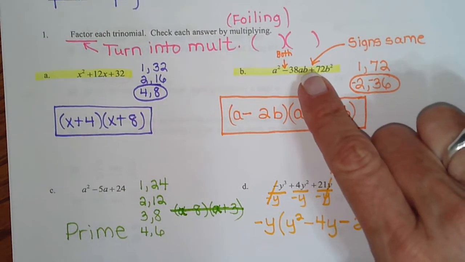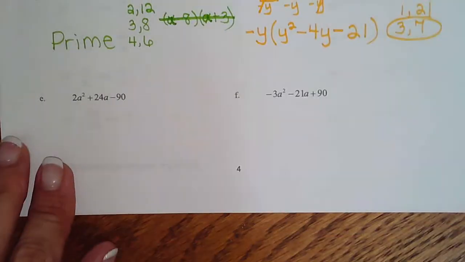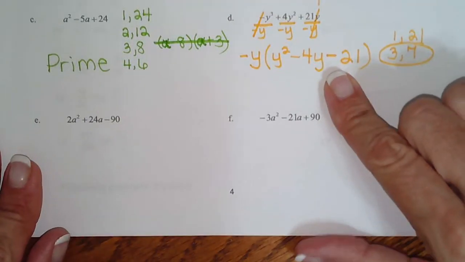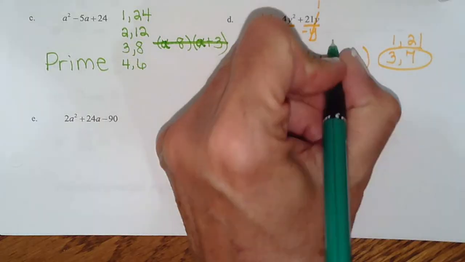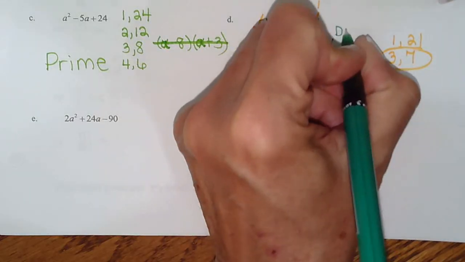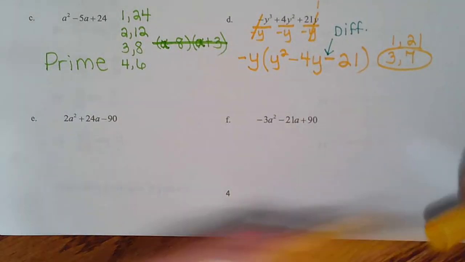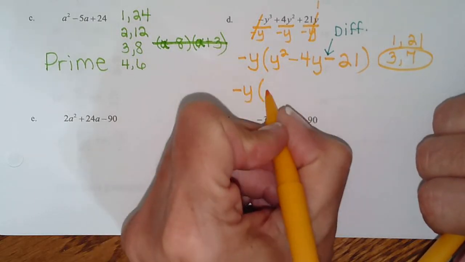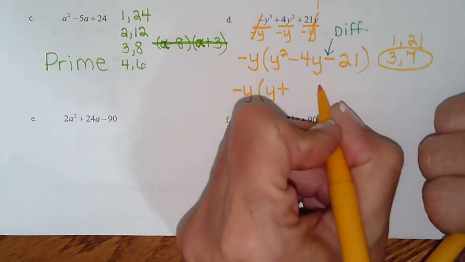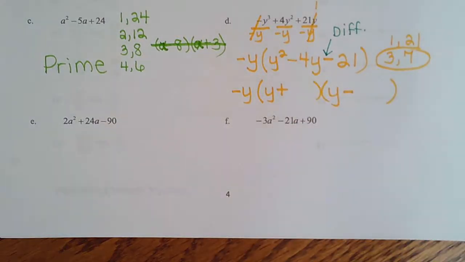So when this is positive, that means the signs will be the same. And this tells us what they'll both be. But when this is negative, that tells us the signs will be different. So that means one plus, one minus. So let's go ahead. And this is our GCF. It stays out in front. So then we do y plus, y minus.